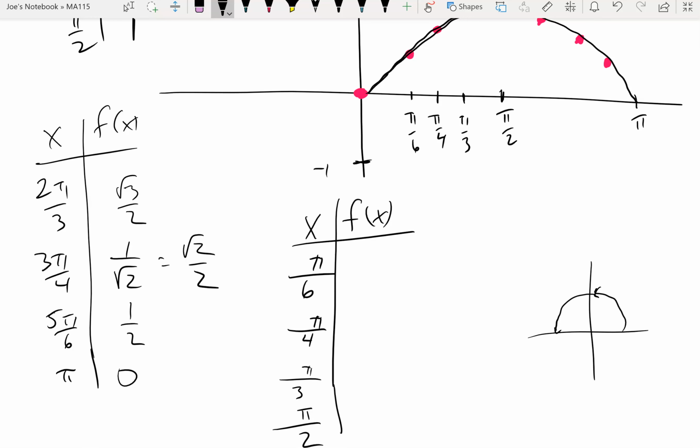7 pi over 6, right? Pi is the same thing as 6 pi over 6, we went one more click, essentially. So 7 pi over 6, I said the wrong thing. All right, let's think about it. How do I get to the next pi over 4? Well, here to here. So how many pi over 4s would pi be? 4 pi over 4, right? And one more gives me 5. So what's the next one for the pi over 3 going to be? 4 pi over 3. And for the pi over 2? 3 pi over 2.